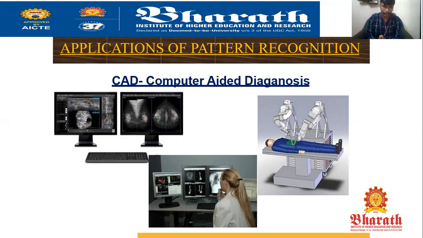In the biomedical domain, it is used in CAD, called computer aided diagnosis. Imaging or signal processing used for diagnosing a defect in the human body by using a computer is known as CAD. So CAD means computer aided diagnosis. This computer aided diagnosis is completely enhanced and combined with pattern recognition applications.